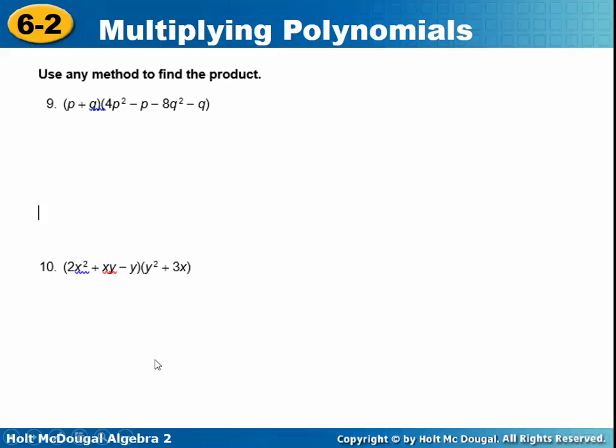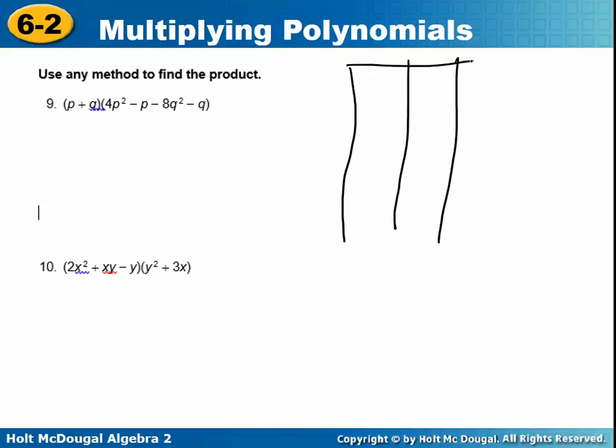And then on this one, number 9, I want to try the table method. So I'll do a table that is 2 columns for the binomial and 4 for the polynomial with 4 terms. Okay, so this is p plus q. And then this one is 4p squared, plus, minus p minus 8q squared minus q.